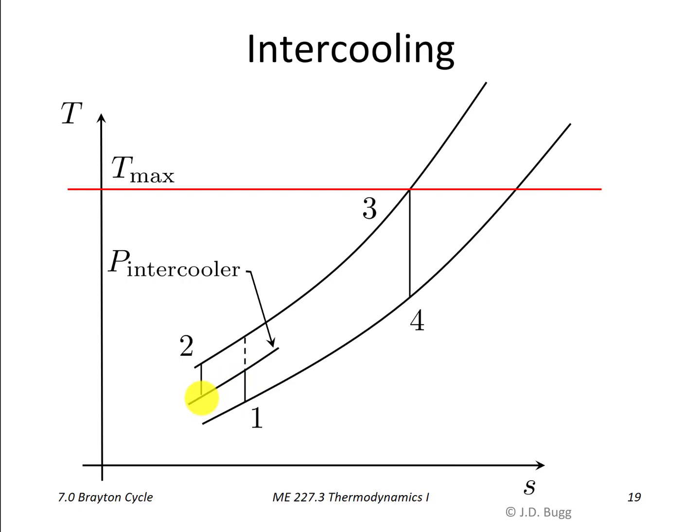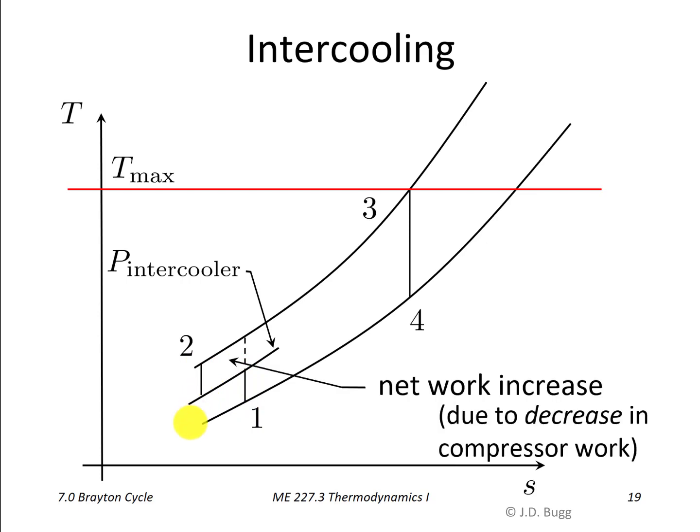Then it leaves the intercooler and enters the second stage of the compressor that takes us from that point up to the combustion chamber pressure. So it's now a two-stage compressor, stage 1 and stage 2, with an intercooler in between. And so this area now is the amount of work increase, but as a result of decreasing the compressor work. So with an intercooler, we can compress the gas up to the combustion chamber pressure with significantly less work.